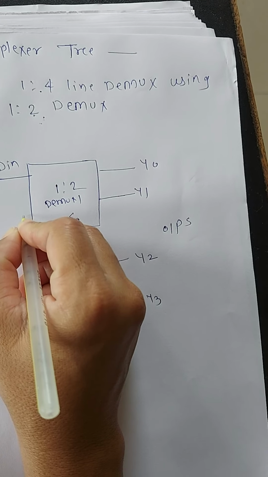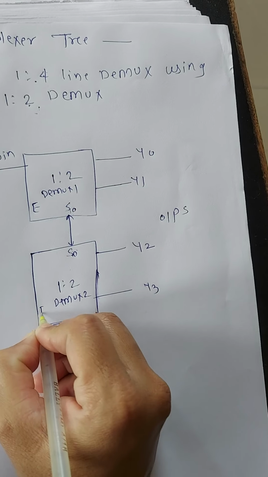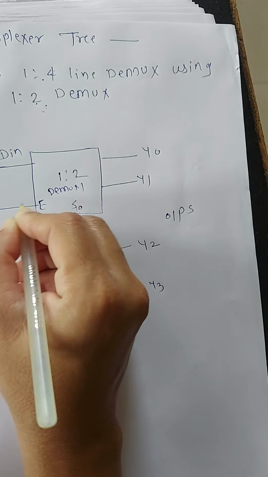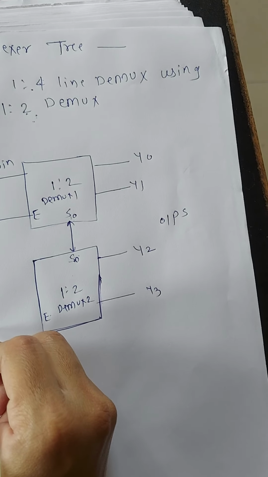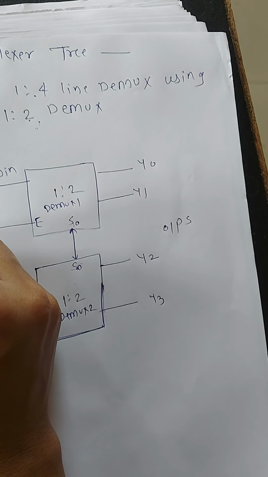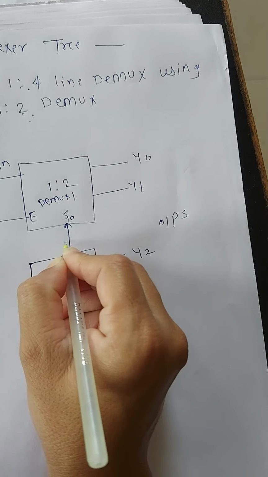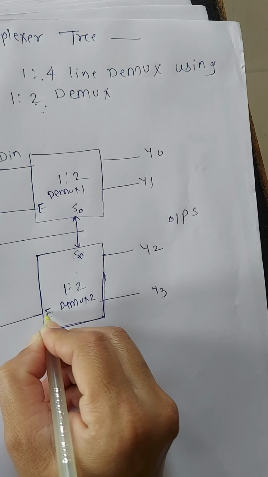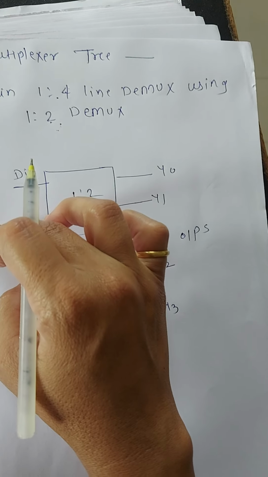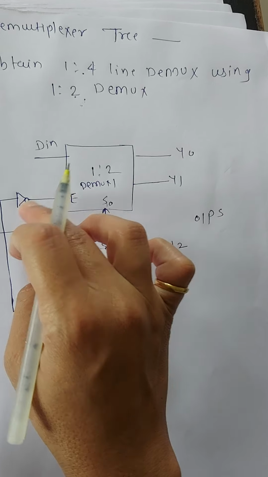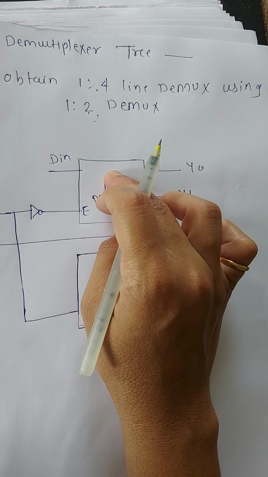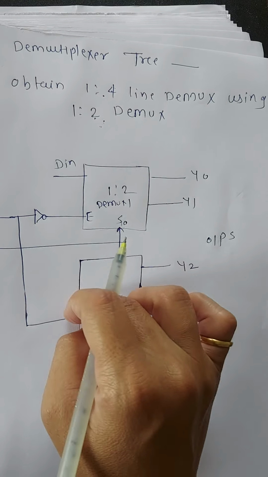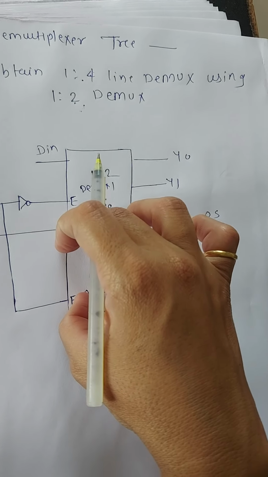Next, there is one enable input for both demultiplexers. From that enable input we connect one NOT gate, and from that we get the other select line, that is S1, and this is S0. These enables are used for the cascading purpose. Here we use the NOT gate because only one demultiplexer will be enabled at a time. So a NOT gate is used in between the 2 enables.